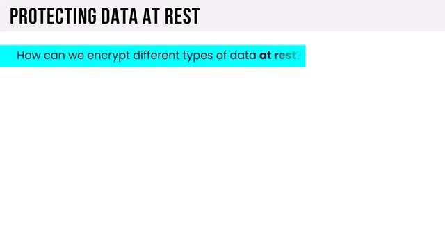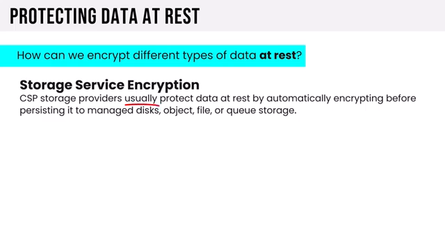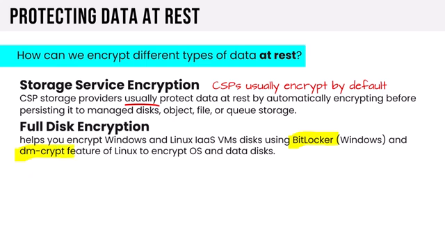So how can we encrypt different types of data at rest? Well, there's storage service encryption. Your CSP storage providers usually protect data at rest automatically. They usually encrypt by default before persisting it to managed disks, object, file, or queue storage. We have full disk encryption, which helps you encrypt Windows or Linux IaaS VMs using BitLocker on the Windows platform and the DM-Crypt feature of Linux to encrypt your OS and data disks.